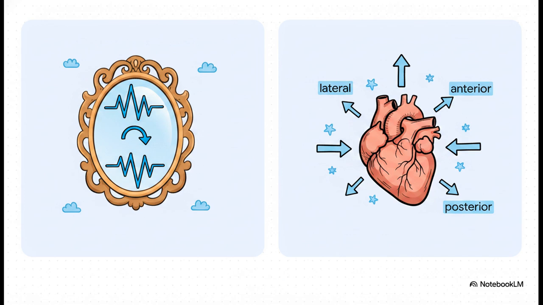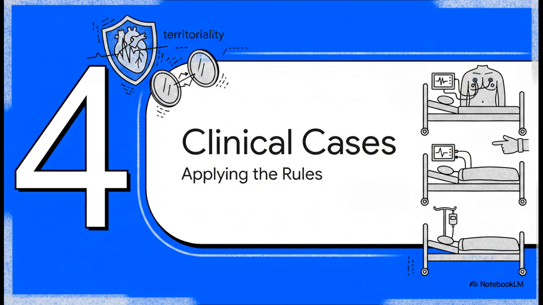So practically speaking, the lateral wall sits opposite the inferior wall. Therefore, lateral reflects inferior. In the same way, the anterior wall sits directly opposite the back of the heart, meaning anterior reflects posterior. It's a perfect mirror image. Section 4. Clinical case studies. Enough theory? Let's step up to the bedside and actually apply these golden rules to 3 distinct patients.